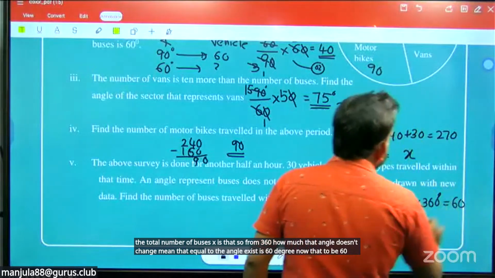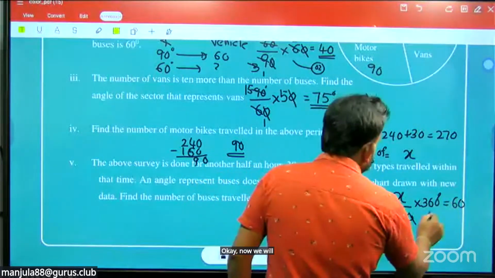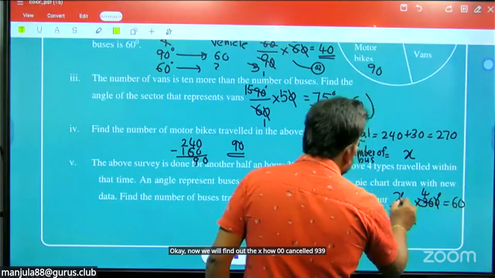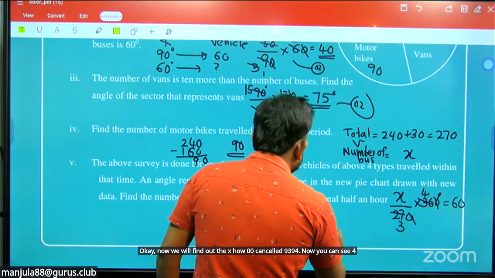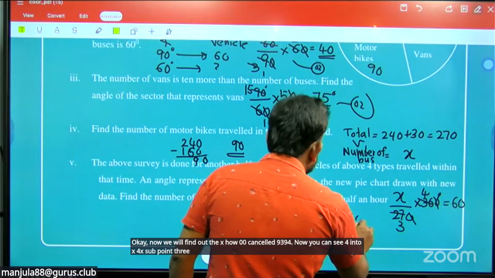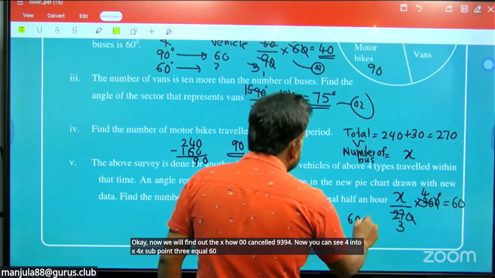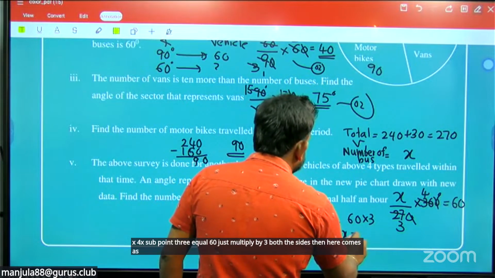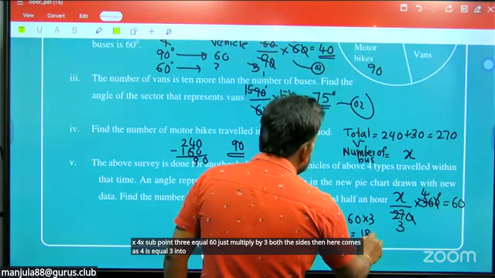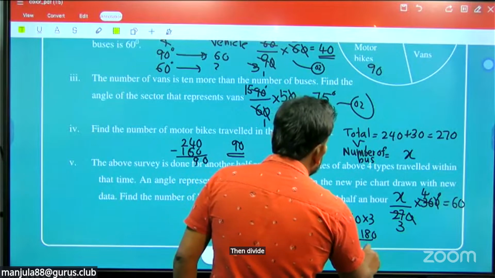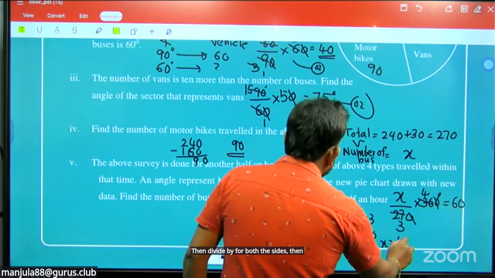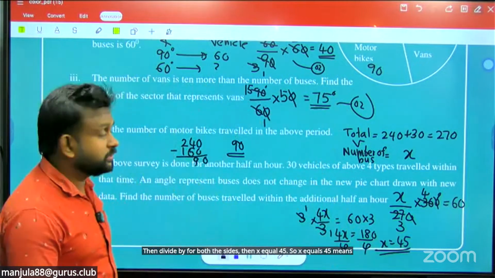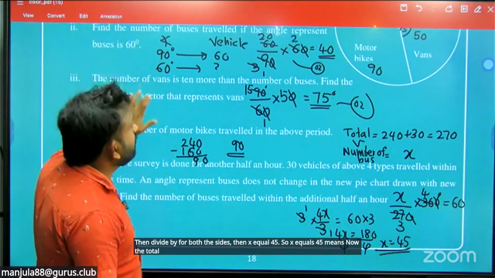Okay, now we will find out X. How? Zeros cancelled, 9 3s are 27, 4 into X, 4x upon 3 equals 60. Just multiply by 3 on both sides. Then here comes 4x equals 3 into 60, 180. Then divide by 4 on both sides. Then x equals 45. So x equals 45 means the total number of buses is 45.